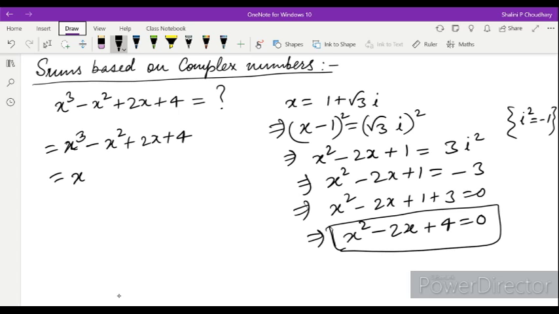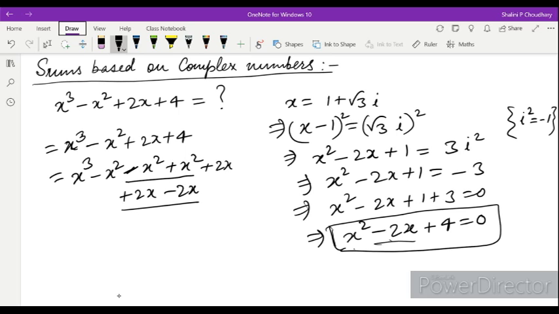So x cube, and we need x square, and here minus x square is there. So can we write plus minus x square plus x square? There will be no change if we are adding and subtracting the same value. And 2x is there, but we want minus 2x, so plus 2x minus 2x, no change. Then plus 4.